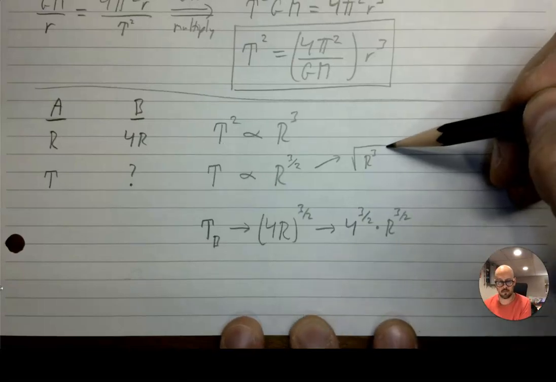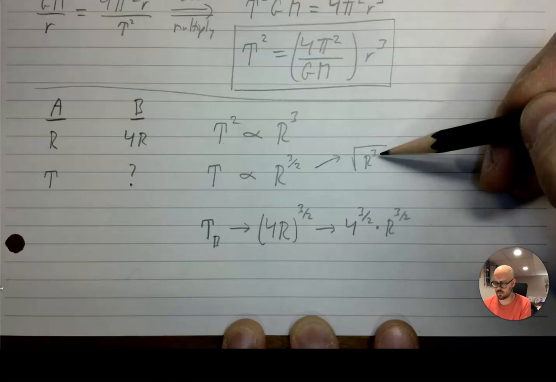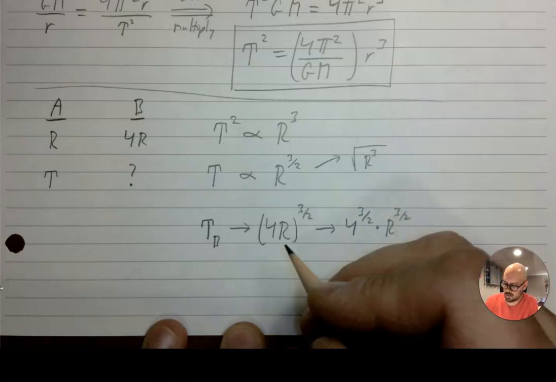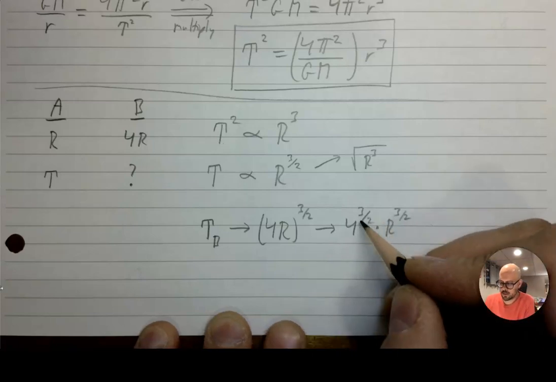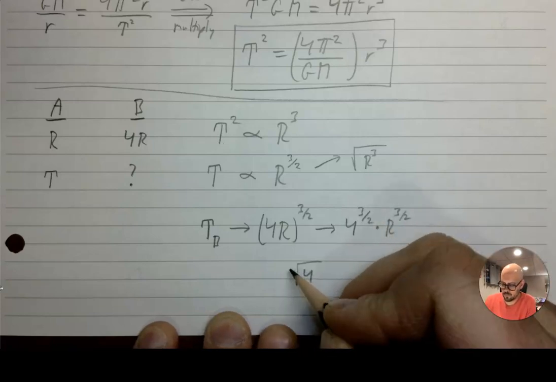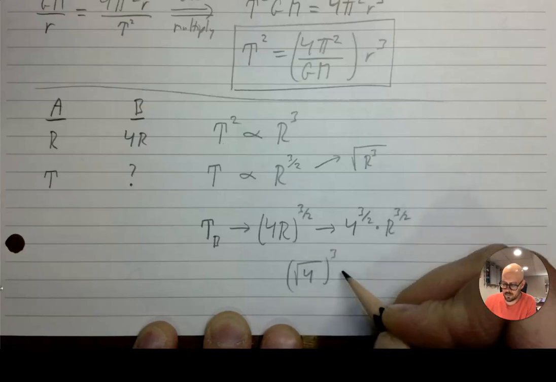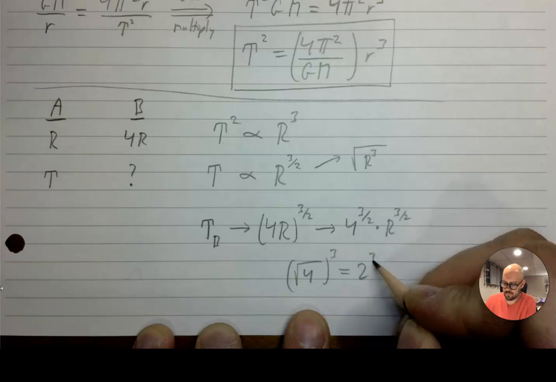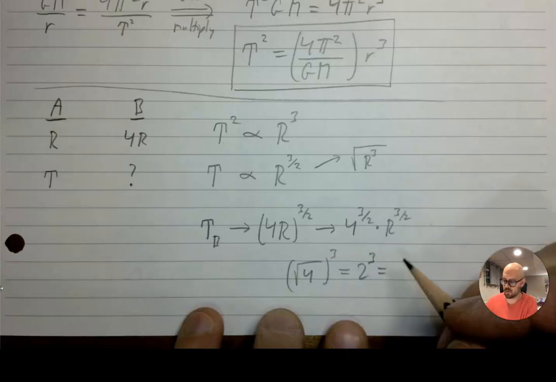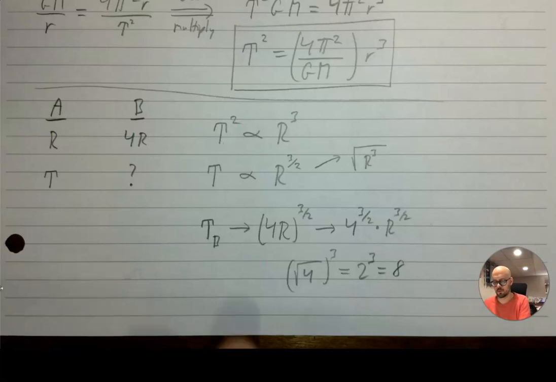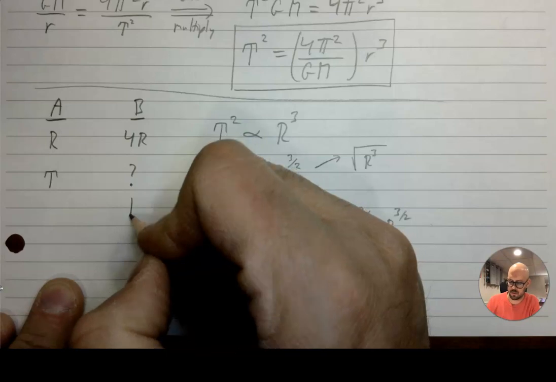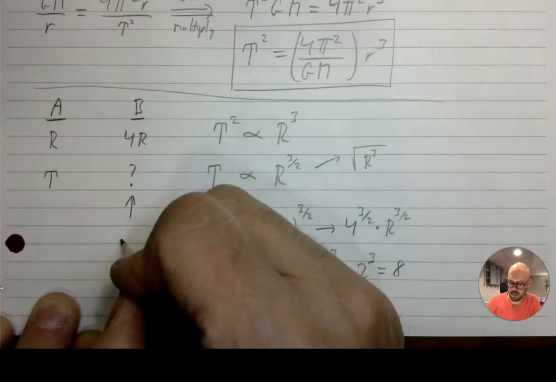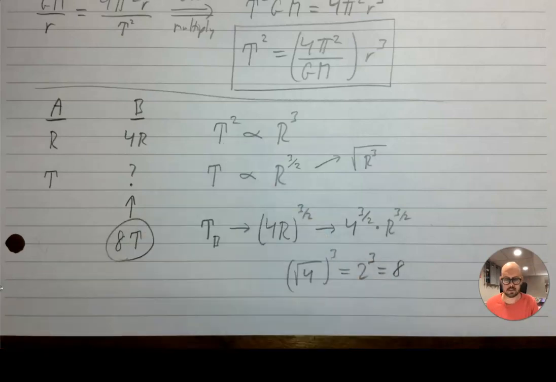I have to figure out what 4 to the 3/2 is. This notation is actually really helpful. It's the square root of r cubed. And with exponents, I can do that in any order I want. So I can take the square root of 4 and then take that to the 3rd power. Square root of 4 is 2. 2 to the 3rd power is 2 times 2 times 2, and that is 8. So this proportionality tells me if I change the radius by a factor of 4, I will change the period by a factor of 8. So this orbital period is 8 tau. So 8 times the orbital period if it's 4 times the orbital distance.